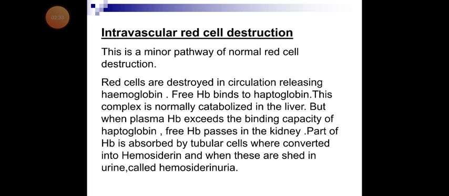The other method is intravascular red cell destruction. This is a minor pathway of normal red cell destruction. Red cells are destroyed in circulation, releasing the hemoglobin. Free hemoglobin will bind to haptoglobin, and this complex is normally catabolized in the liver, but when plasma hemoglobin exceeds the binding capacity of the haptoglobin, free hemoglobin passes into the kidney. Part of the hemoglobin is absorbed by the tubular cells and converted into hemosiderin, and when these are shed in the urine, it is called hemosiderinuria.